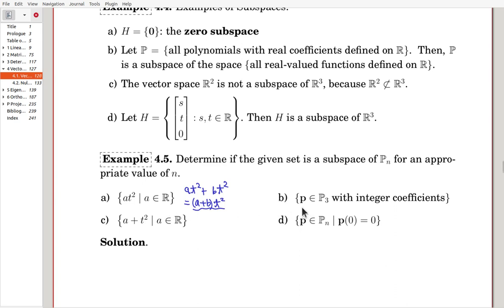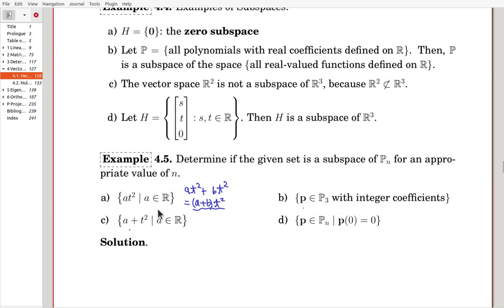How about this one? p in P3 with integer coefficients. Now p has all integer coefficients. Once a scalar real number is multiplied, the coefficients may not be integers, so the result is not in the set. That means it is not closed under scalar multiplication. Scalar means real numbers, so it's not a subspace.